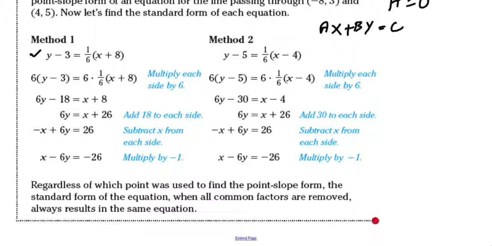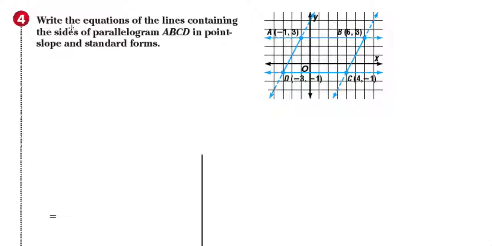So let's take a look at the last example. Write the equations of the lines containing the sides of parallelogram ABCD in point slope form and standard form. Okay, so we want to write the equation of the lines containing the sides of this particular parallelogram.